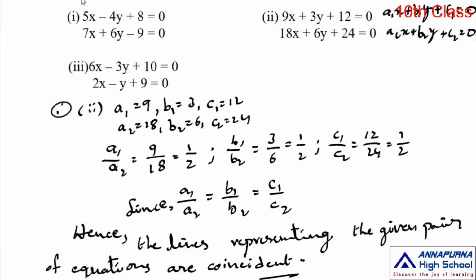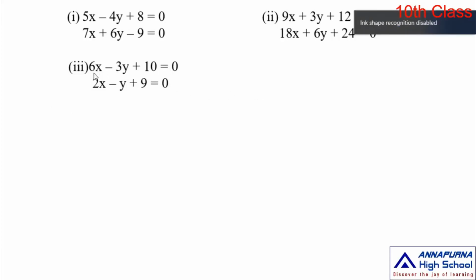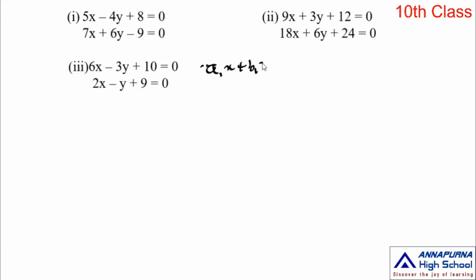Let us take the third pair. Third pair is 6x minus 3y plus 10 is equal to 0, 2x minus y plus 9 is equal to 0. First you compare these two equations to the general form of pair of linear equations in two variables. So when you compare it to, what is the general form? a1x plus b1y plus c1 is equal to 0, and a2x plus b2y plus c2 is equal to 0.